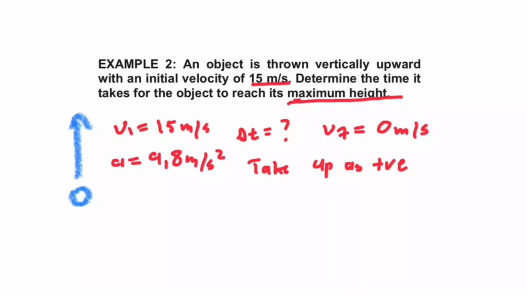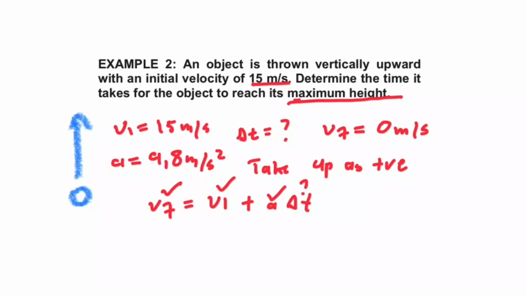Based on the variables we have, we can use Vf equals Vi plus a delta t. Let me explain why I'm choosing this formula. I have Vf at maximum height, which is equal to 0. I have Vi, which is equal to 15 meters per second. I have the acceleration, which is 9.8 meters per second squared downwards. And the time is what I'm interested in. So this formula works because it has the variables I have and the one I'm interested in.